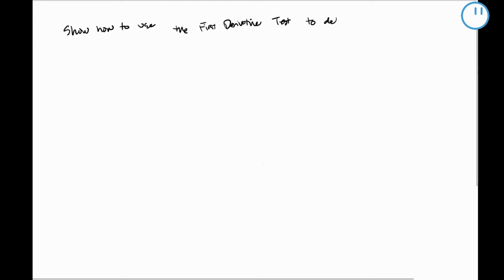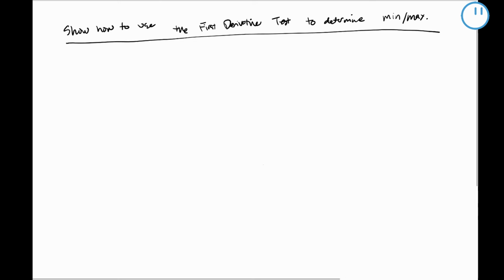Okay, so the objective here is going to be to show how to use the first derivative test to determine minimums and maximums. And so we'll start with the basic understanding. Basically, so I'll write this out.